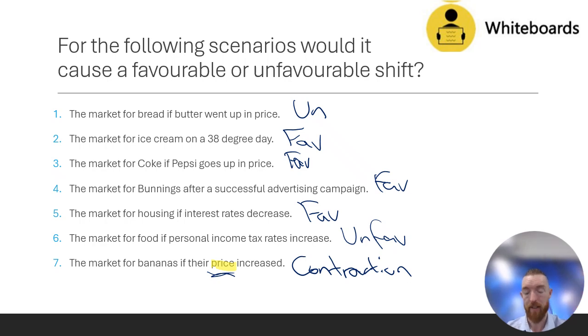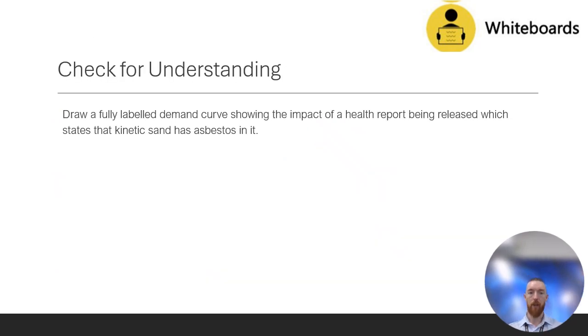So to get into a check for your understanding, could you draw a fully labeled demand curve showing the impacts of a health report being released that states kinetic sand has asbestos in it? This is how you can tell I added some of these checks for understanding recently, because this is within the last week that this happened, that all primary schools and after school care, etc., had to get rid of all their kinetic sand because it was found to have asbestos in it, which is terrifying. But can you draw this on your whiteboards in the next 2 minutes?